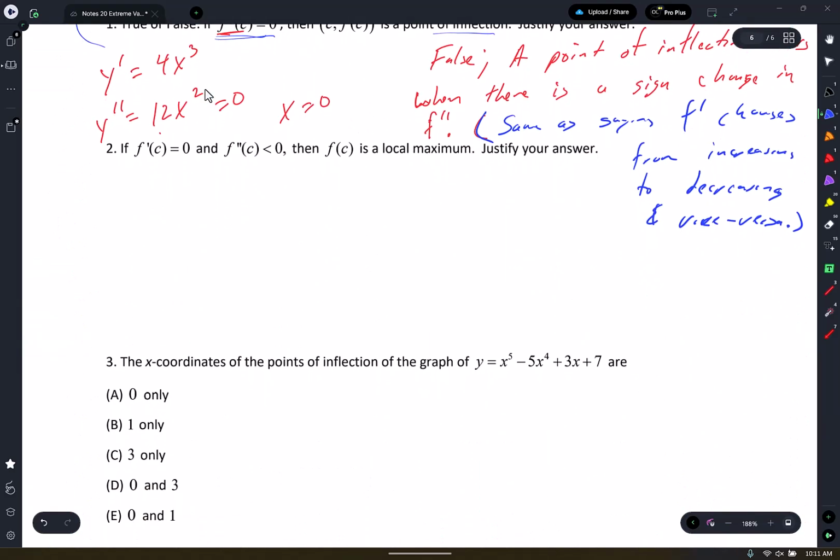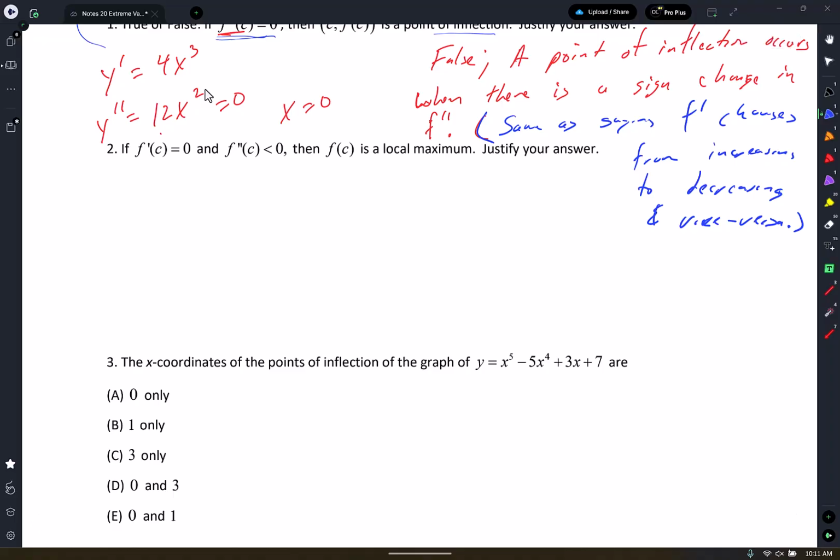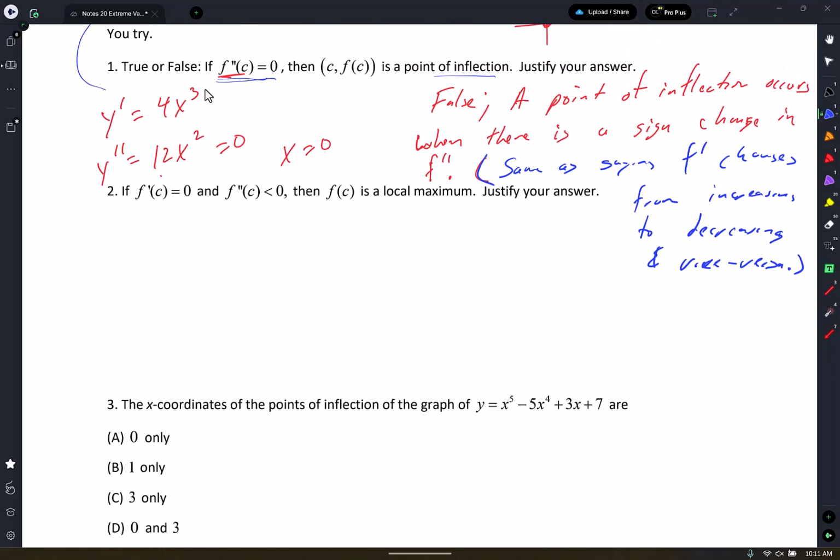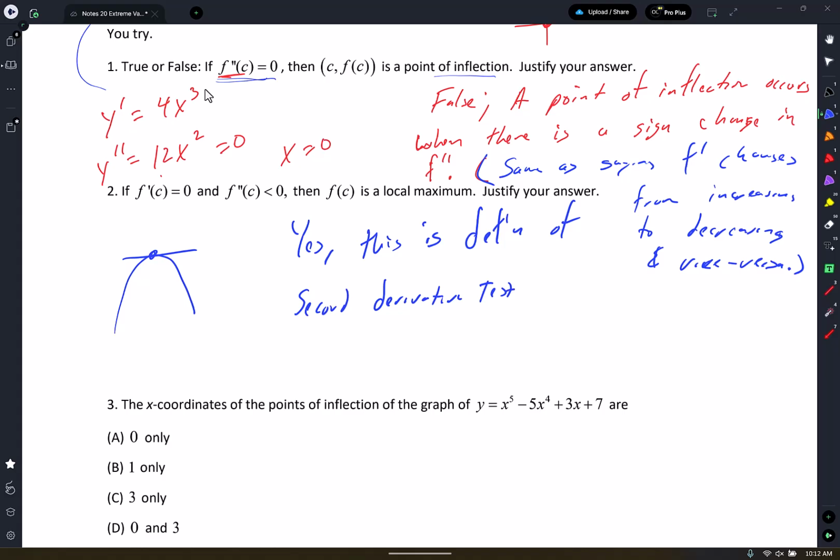And it does get tricky sometimes, guys. Let's see. If f prime is 0 and the second derivative is negative, then f has a local max. Yeah, that's the definition. That's a local max. This is the definition of the second derivative test for local extrema.